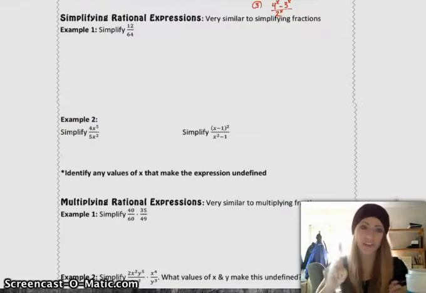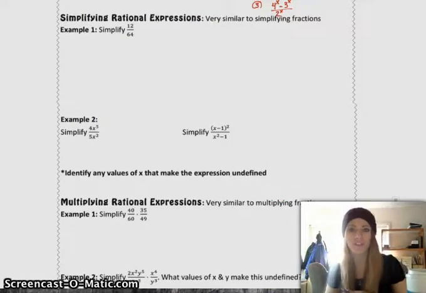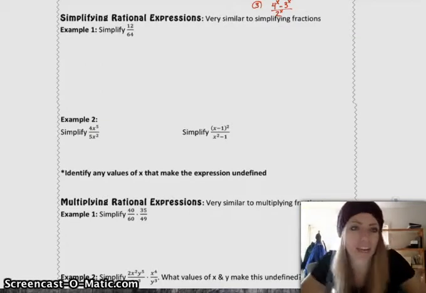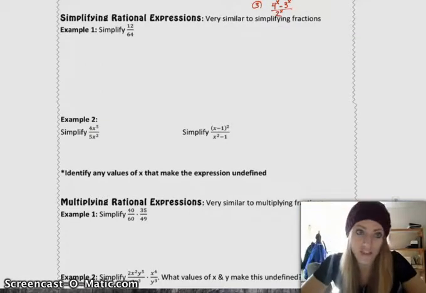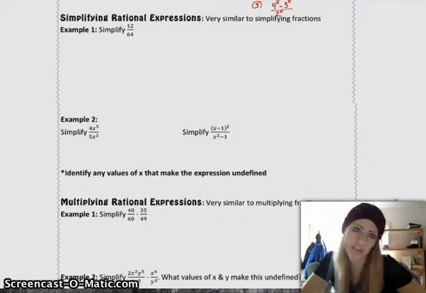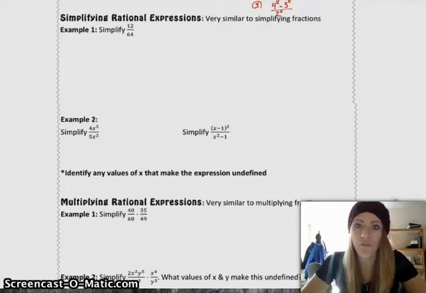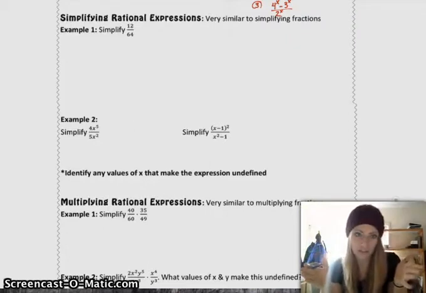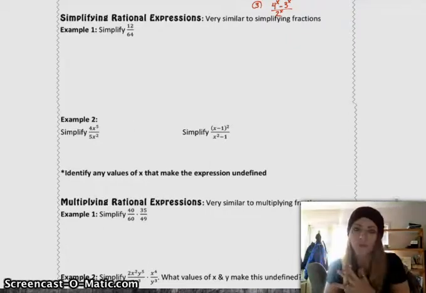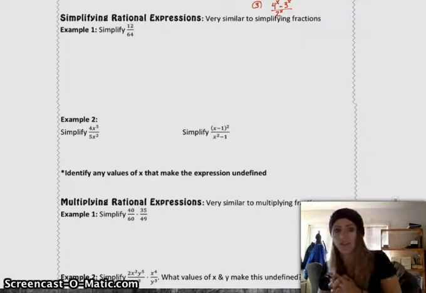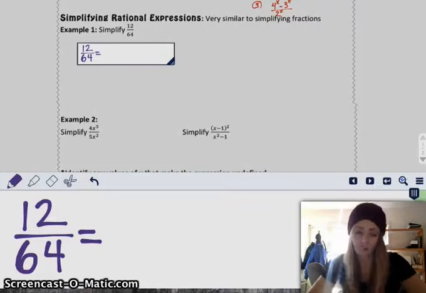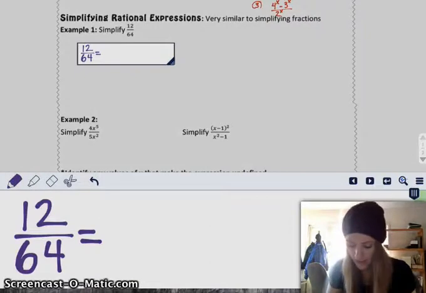Alright, so question 1. How do you simplify rational expressions? Well, it's really similar to simplifying fractions. So say for example we have 12 over 64. If you break up 12 into all of its factors, and you break up 64 into all of its factors. So I'm going to start by breaking up 12. 12 I'm going to start with as 2 times 6.